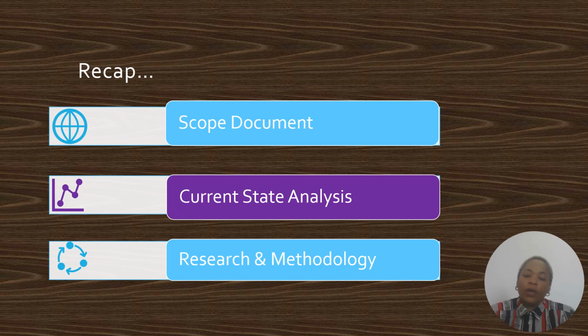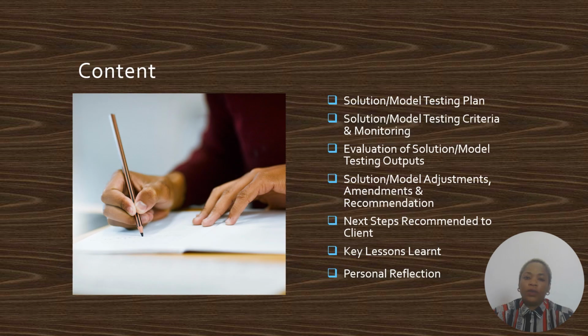In phase one, we had the scope document. Phase two, we had the current state analysis. Phase three, we had the research and methodology. This is the fourth phase of the project, with the content: solution model testing plan, solution model testing criteria and monitoring, evaluation of solution model testing outputs, solution model adjustments, amendments, and recommendation, next steps recommended to client, key lessons learned, and personal reflection. These are all what the stage 4 will be covering.